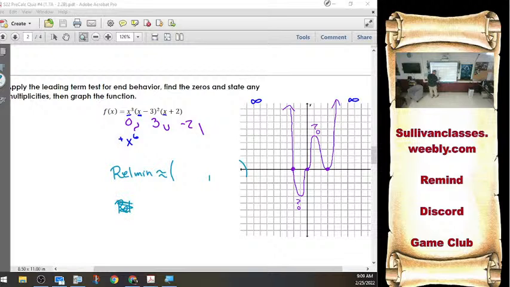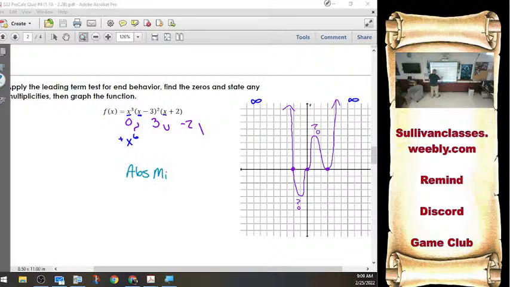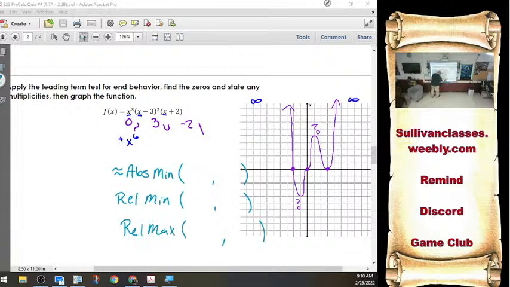Oh no, this one's going to be absolute minimum. Okay. Absolute minimum. How low did it go? 1.57. 7.5? 34. What? 34. Oh.